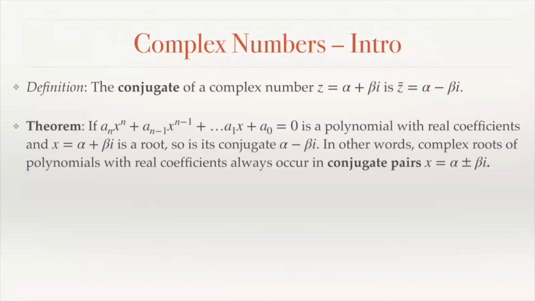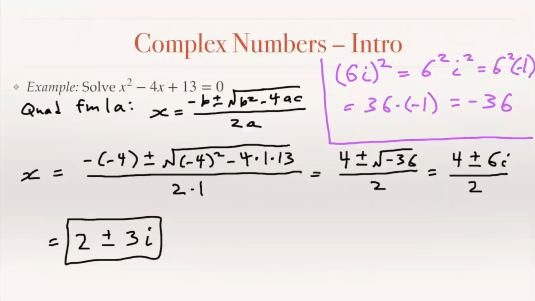You might remember conjugates from Calculus 1. They were useful in the sense of something like 5 plus square root 2 to rationalize quotients and limits, and it is defined analogously for complex numbers. And here's a theorem. If you have a polynomial with real coefficients, and if alpha plus beta i is a root, then so is its conjugate alpha minus beta i. In other words, complex roots of polynomials with real coefficients always occur in conjugate pairs, alpha plus or minus beta i. And we saw that over here, this is a conjugate pair. The two roots are 2 plus 3i and 2 minus 3i.